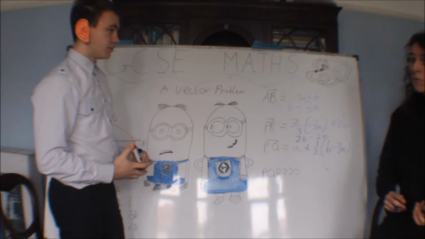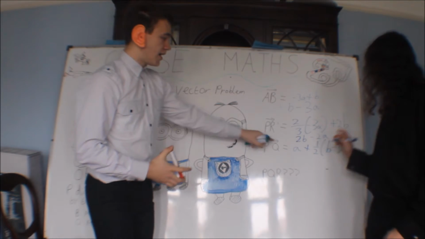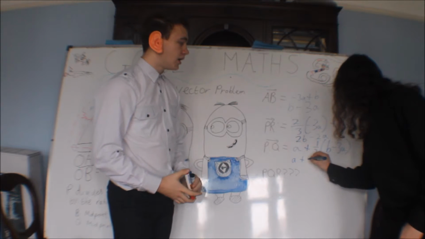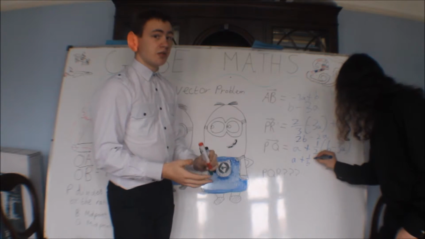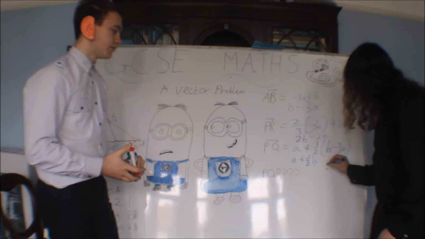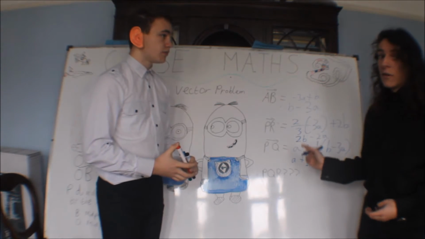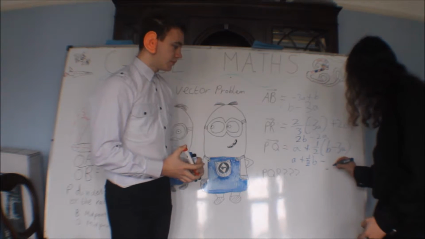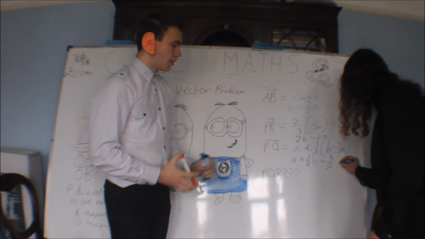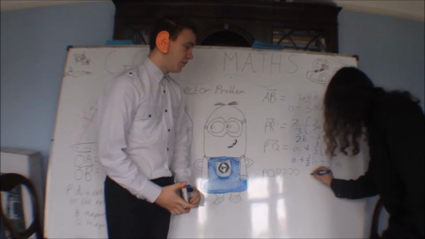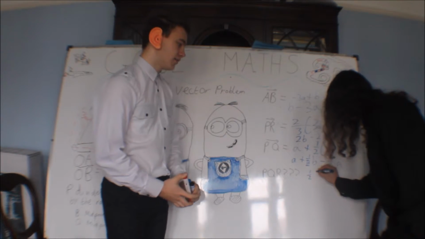Now to expand it and simplify it, as always. So we're going to have A plus a half B minus 3 over 2A, which is minus 1.5 A. So if we do that, then it will just give us minus a half A. So that would be our next line. So now we'll have B minus a half A.